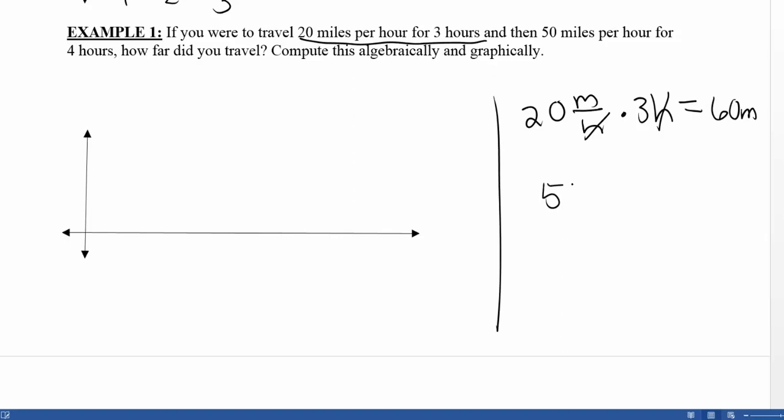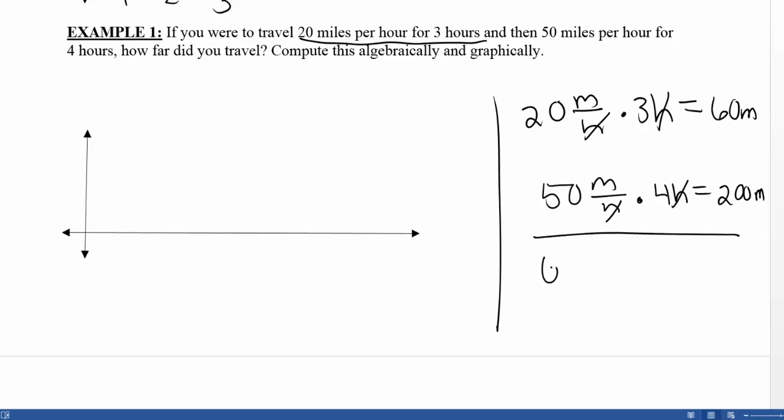Now for the second part of my trip, I was going 50 miles an hour for 4 hours. So again, the hours are going to cancel, and I get 200 miles. Now, if I add up the 2 legs of my trip, I get that I traveled 260 miles.